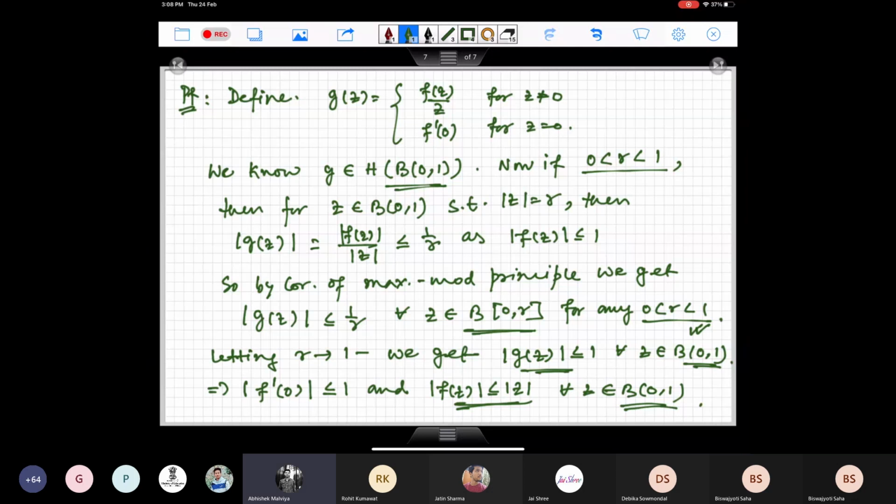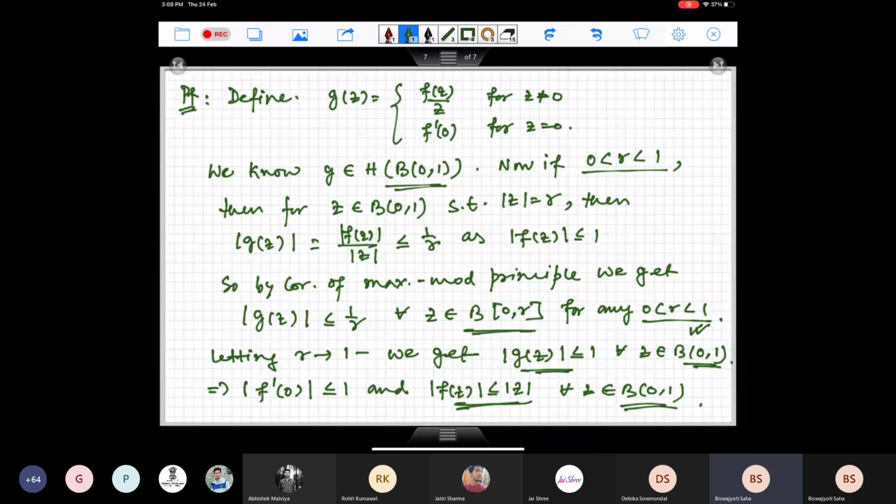The first one, f'(0) less than or equal to 1, where is that from? Yeah, that is because g(0) is f'(0), right? Now this inequality is valid across the ball, so at the point 0 also it will be true. Yes, so I get these two inequalities.